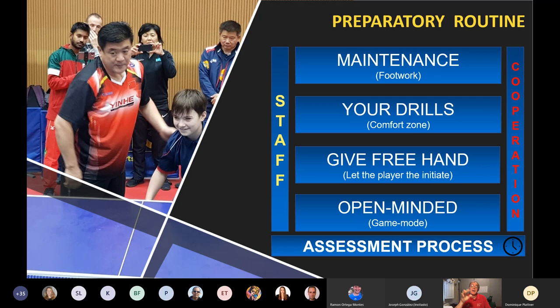I'm sorry, I don't have a table here. Okay, I actually have a table, but there's no table tennis table where I can show you. This one is just a theoretical lesson, but I hope you understand what I'm telling.